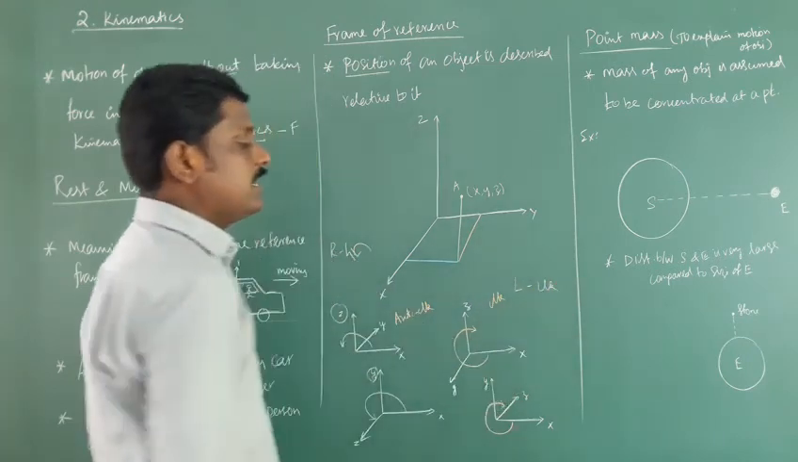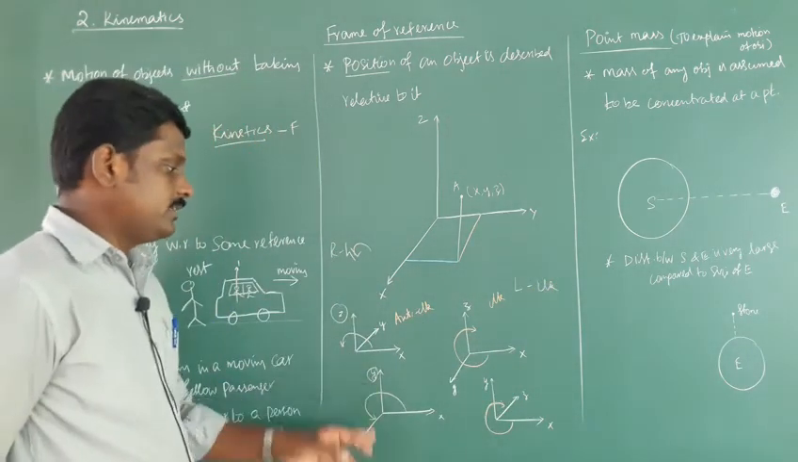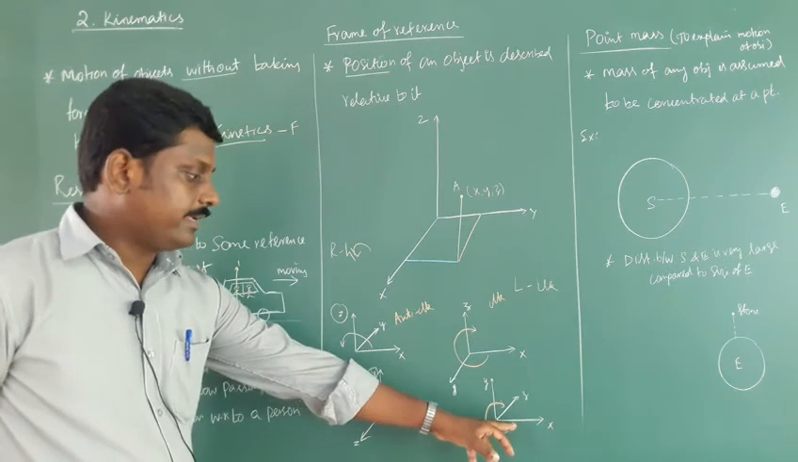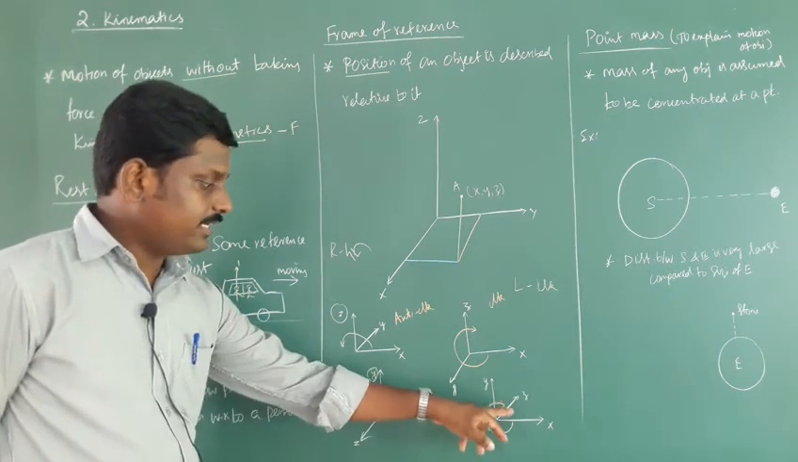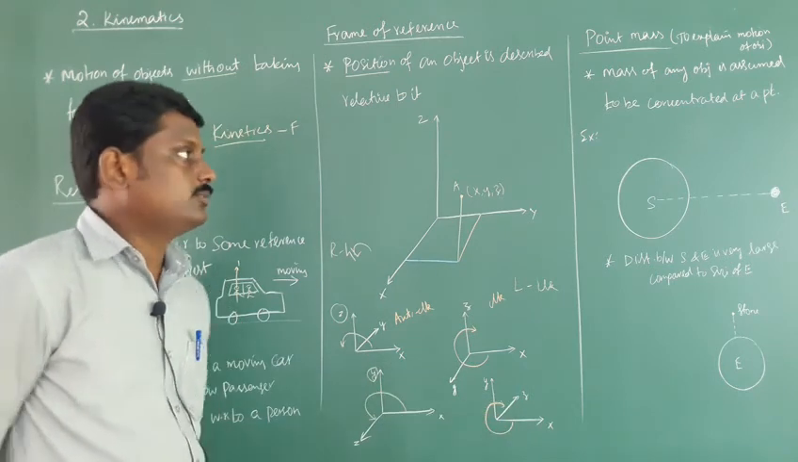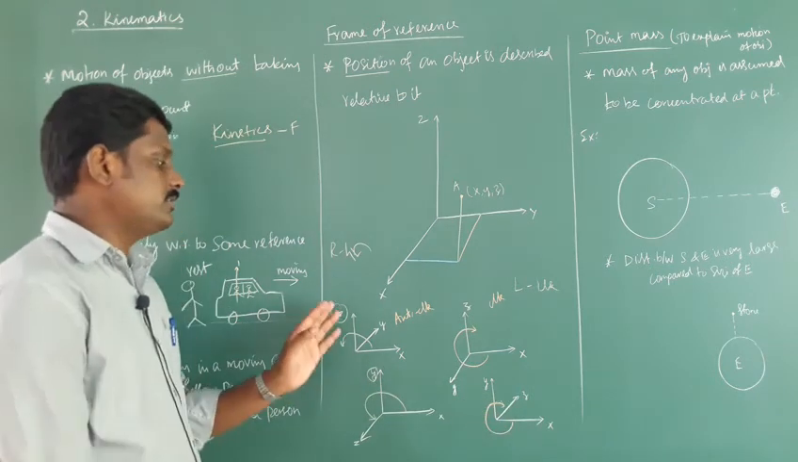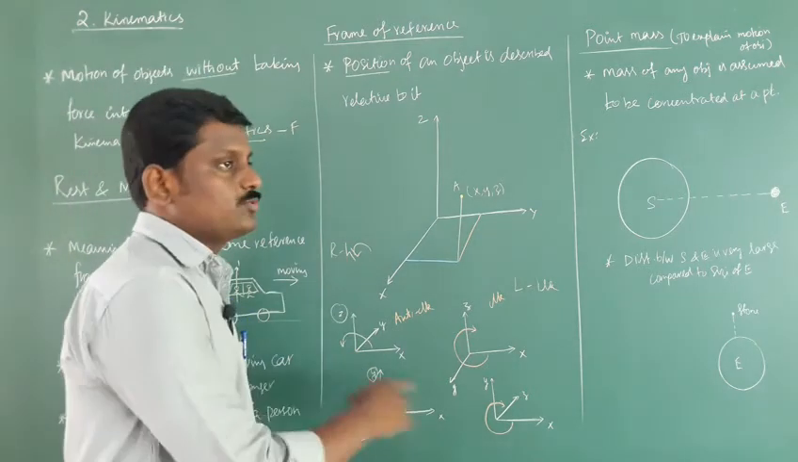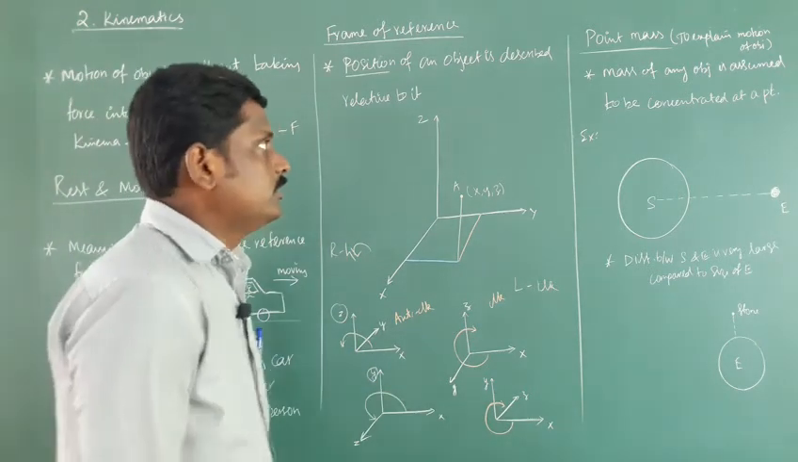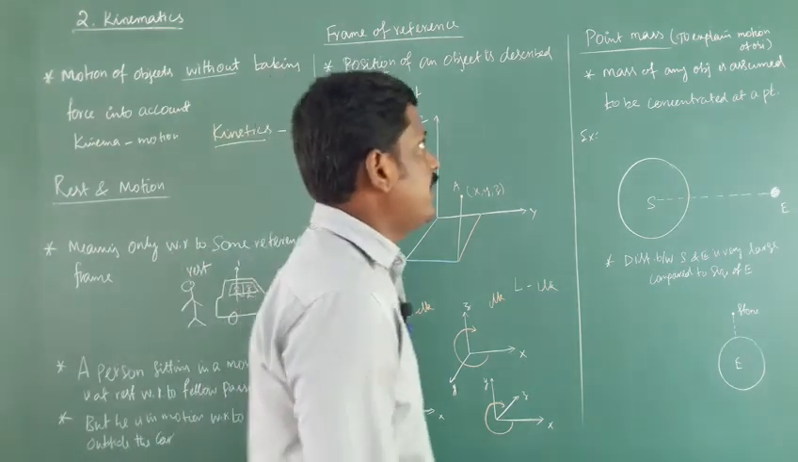So the rotation is clockwise direction. Here y is up, here also y is up, but x, y, z is clockwise, so this is left-handed, y is up. They may ask this for 1 mark. Generally we use the right-handed coordinate system, that is, anti-clockwise direction for x, y and z. The next topic is point mass.